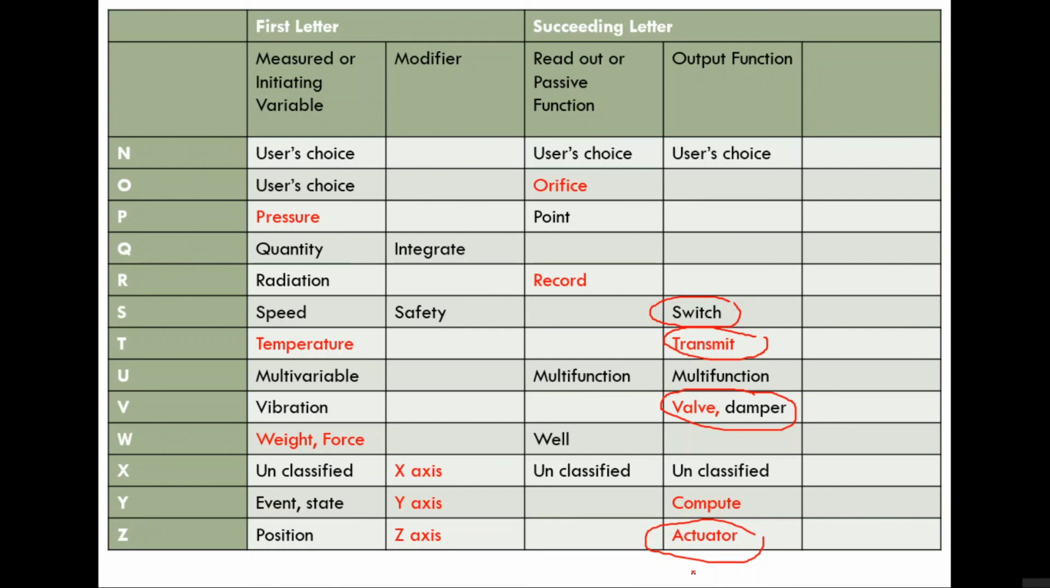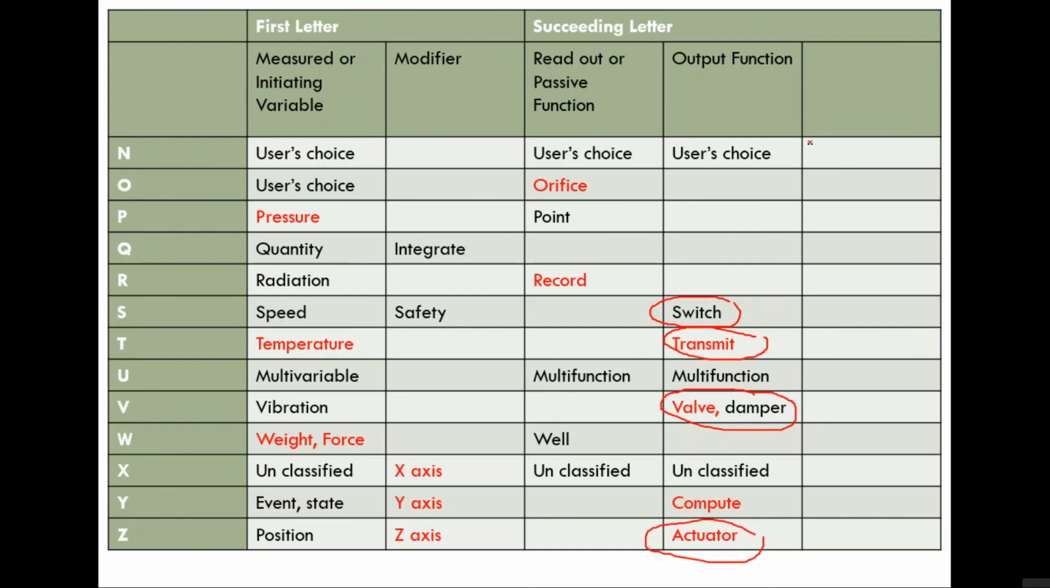So please remember: C for controller or control, T for transmit, Z for actuate, V for valve, and finally A for alarm. These are the 5 important variables that you have to remember. C for control, T for transmit, Z for actuate, V for valve, and A for alarm. Okay.